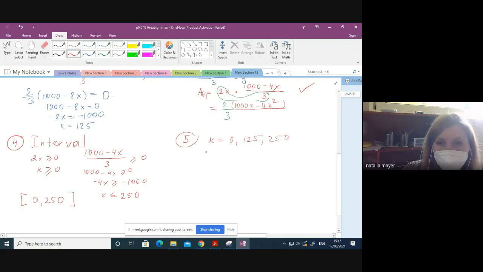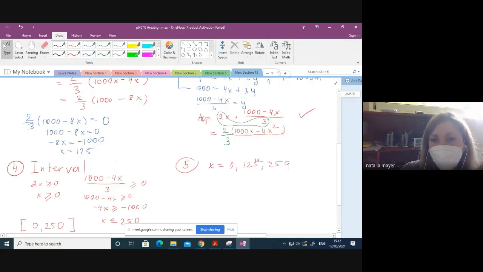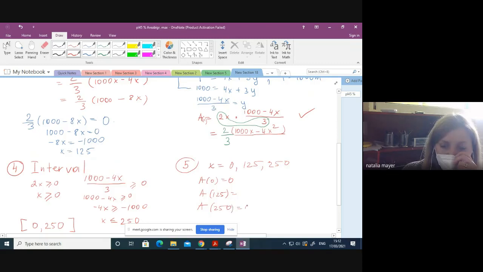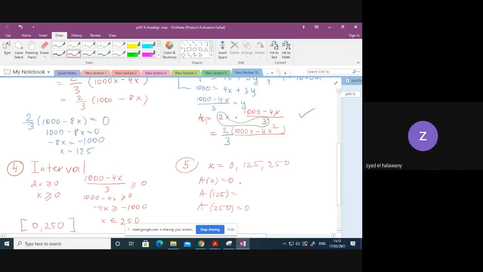Quickly, calculators, please. Well, for 0, it's clear, right? Because it's a product. So for a of 0, of course, it will be 0. For a of 125, it's also clear, right? Why? If I multiply 125 by 4, no, it's not clear. So for 125, you have to sub it in. For 250, it's clear. That's for 250, it's 0. So you need to only check 125. Who is subbing into the equation? I am. Yes, Omar, please. I'm doing it right now.